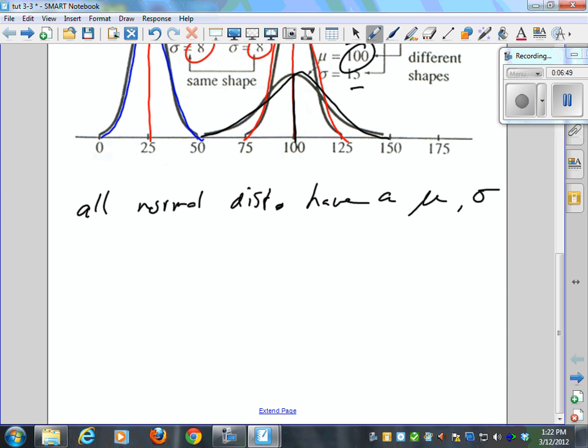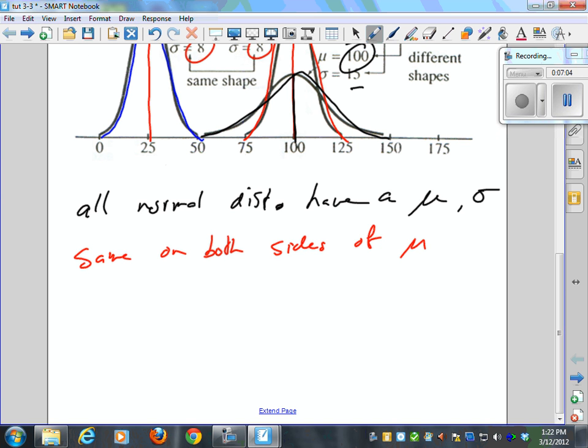The graph is symmetrical about the mean. How about we say, same on both sides of the mean, right? The left side looks the same as the right side. It's symmetrical.